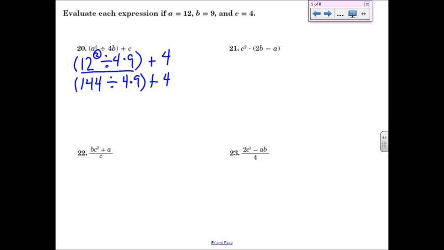So the first thing I run into is 144 divided by 4, which is 36. And then 36 times 9 is 324. And then the last thing is addition and subtraction. 324 plus 4 is 328.